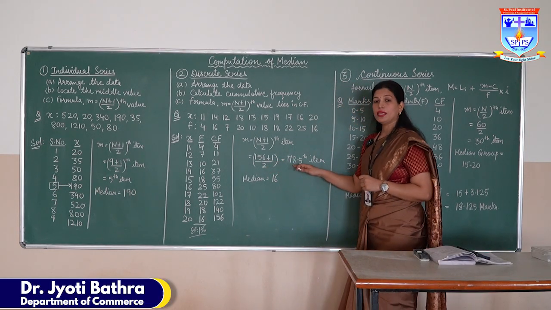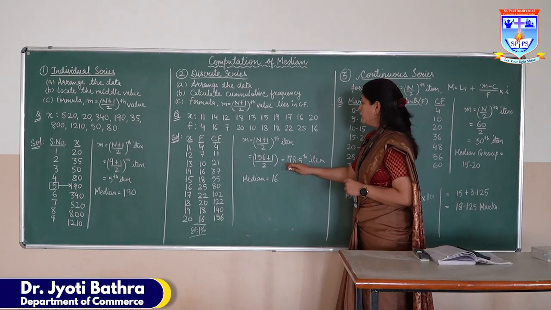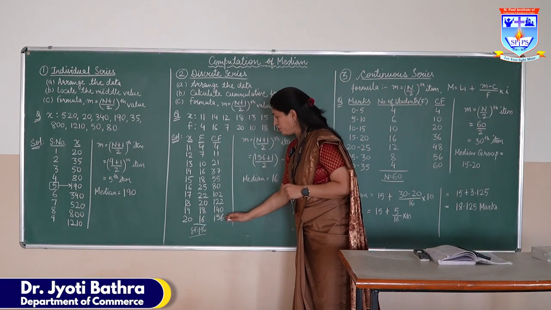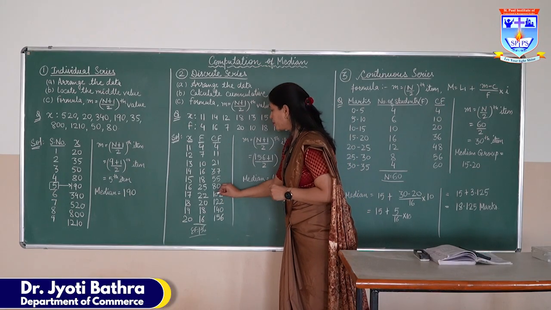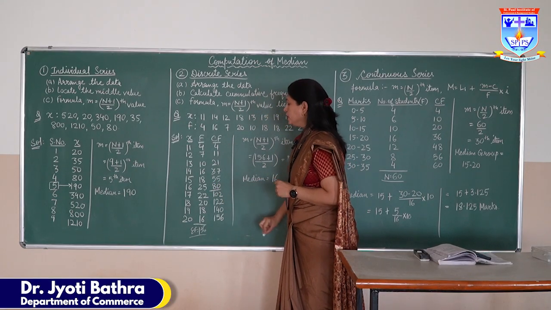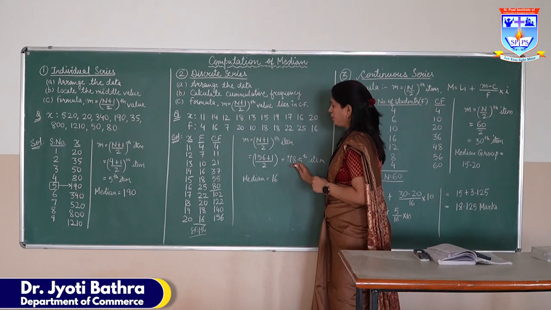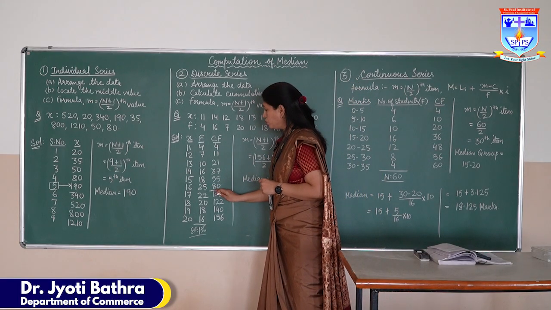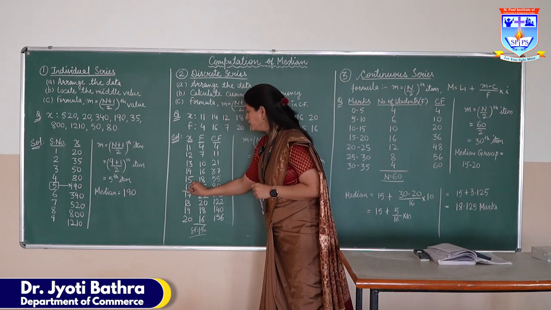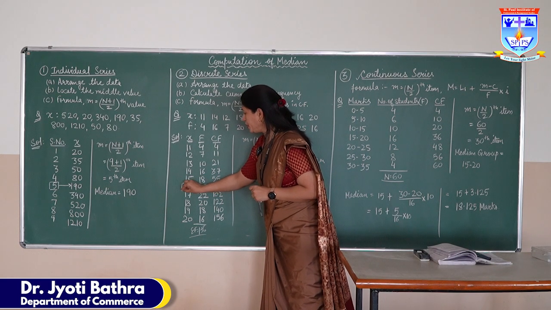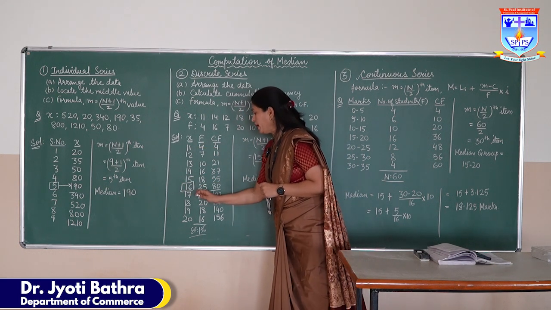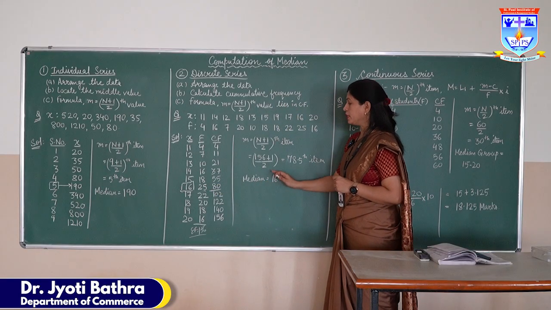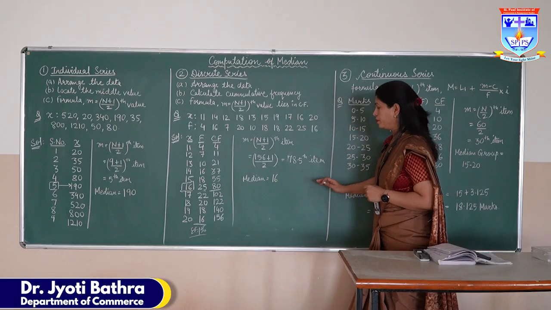It comes to the 78.5th item. Where does the 78.5th item lie in the cumulative frequency? It is covered in 80, which represents 16. So that x is your median. In the discrete series it comes out this way.